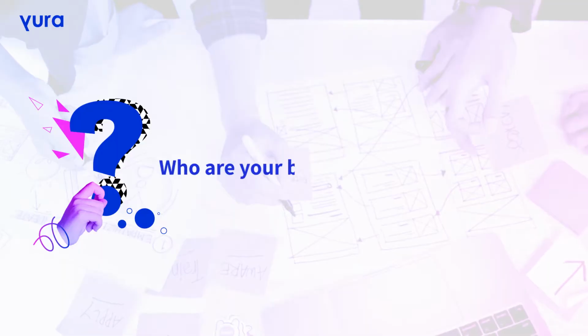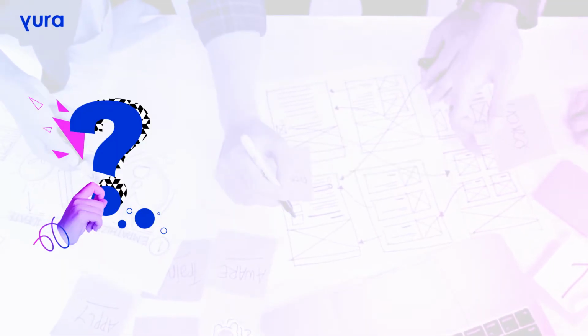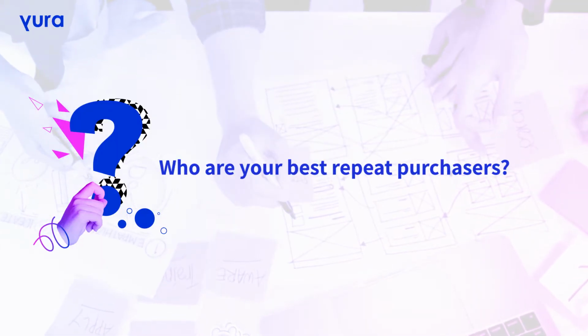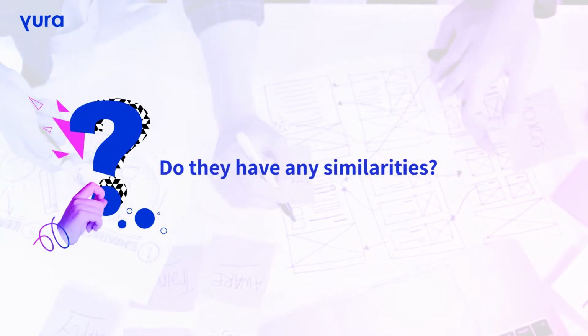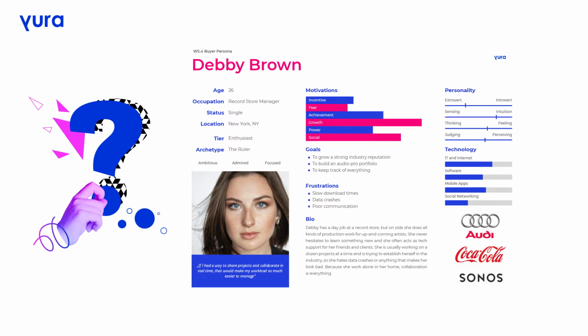Look at your current customer base. Who are your best customers? Who are your best repeat purchasers? Are there any similarities among them? By finding similarities among your best customers, you can create a persona that'll help you attract more of these great customers. If you don't have customers yet, you could look into the customers of your closest competitors.